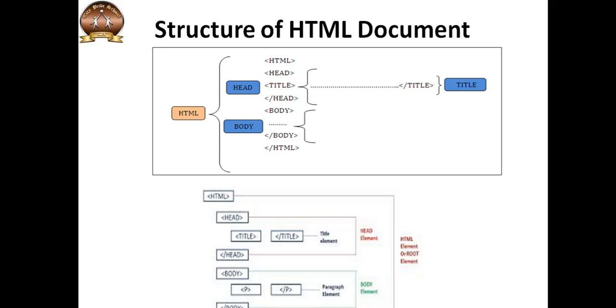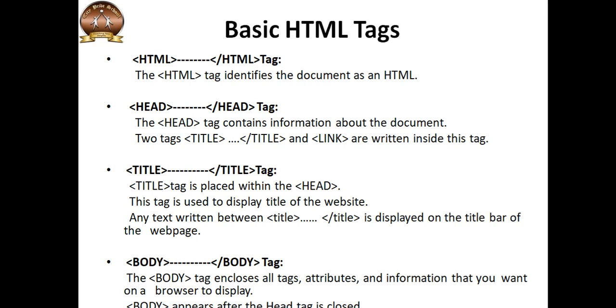Okay, so we have done the basic structure. Now the basic tags, we know it. The HTML tag identifies the document as an HTML file. The head tag contains the information about the document. There are two tags inside the head tag: title, which we all saw, and link, which you'll be learning later. The title tag is placed within the head, and it is used to display the title of the website, like the relevant, related website name.